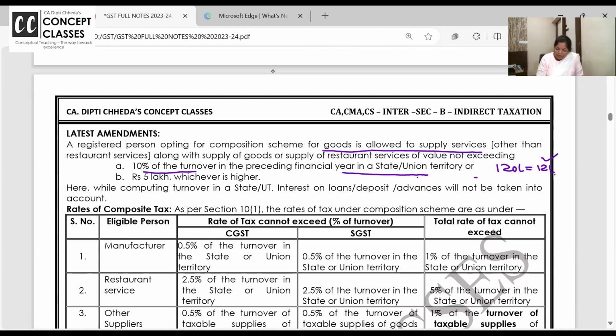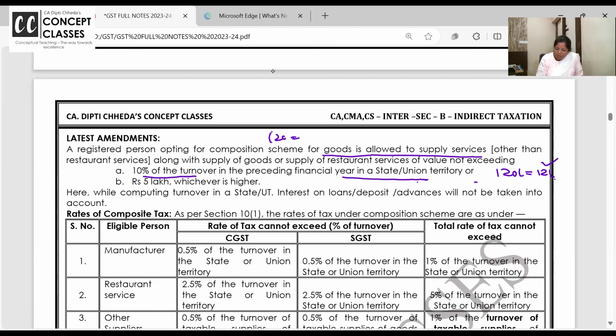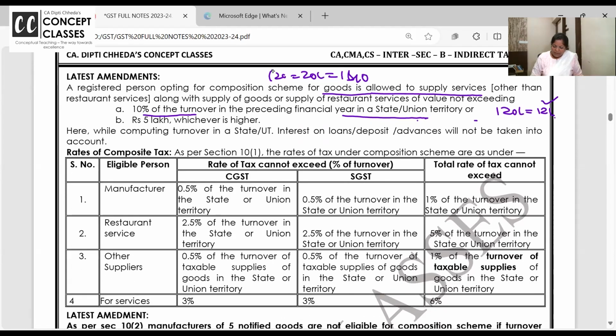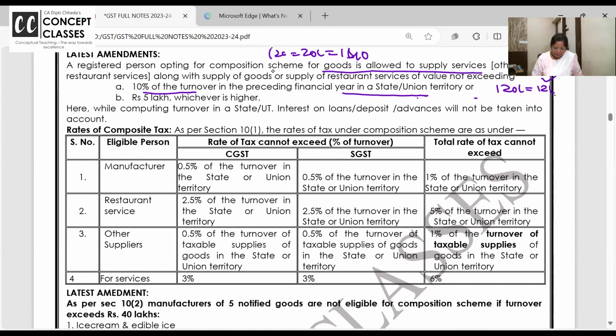Ma'am, but if goods are 120 and services are 20, still it is 140. They are still below the range of 150, but still they will be out because services have exceeded more than 10% of the turnover. I hope you are getting. These are two benchmarks to kick them out of composition. One is you exceed turnover 150 lakhs. Another is your services supply along with supply of goods exceed 10%. Right? Now what are the rates?